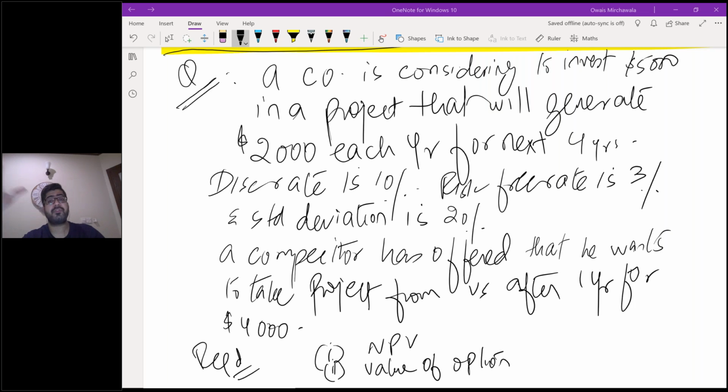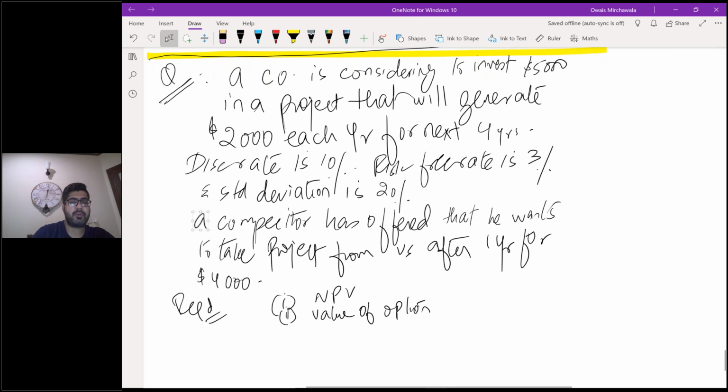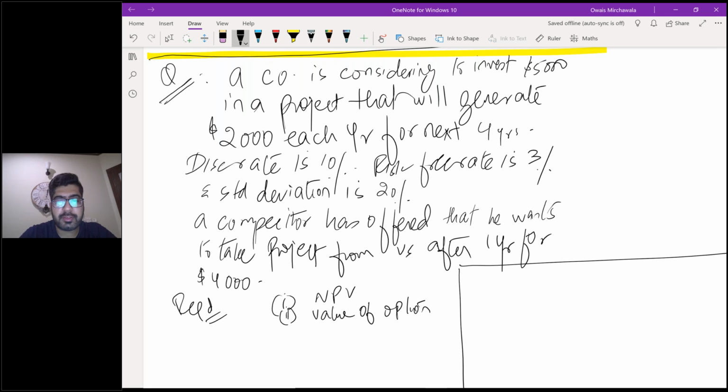A competitor has offered that he wants to take the project from us after 1 year for 4,000. In an NPV question, this comes. Now, the first requirement is to find NPV. Now let's find NPV of this project. What is the life of the project? 4 years.